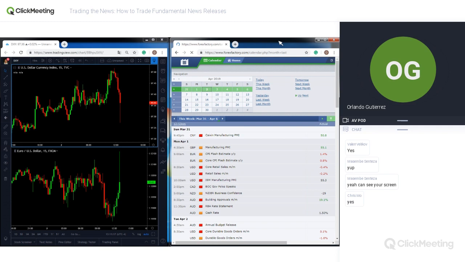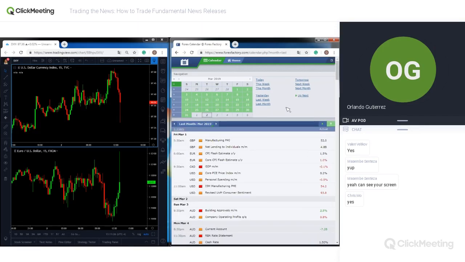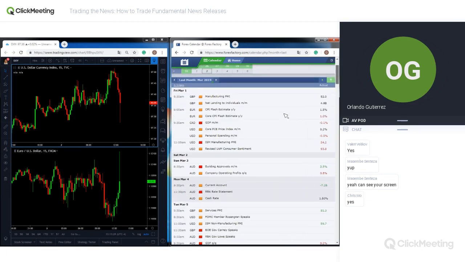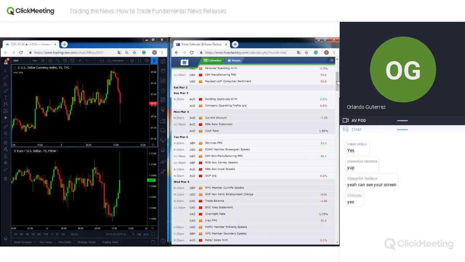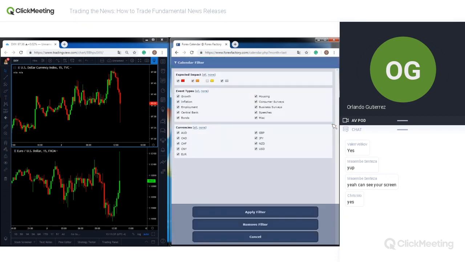All right, we're going to wait for the economic calendar to load, and we're going to look at the currencies: euro, the pound, and the US dollar. Let me filter out every other currency, because if I don't, we are going to have a very cluttered economic calendar. So we're going to look at the euro, the pound, and the US dollar. All right, apply filters.